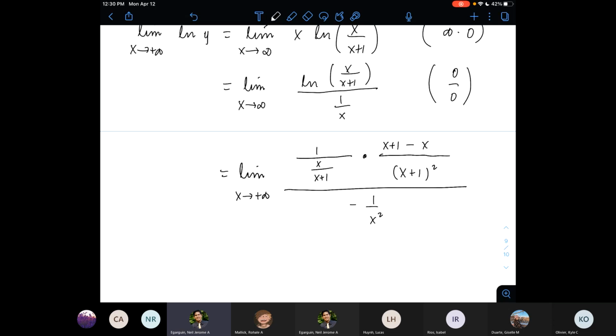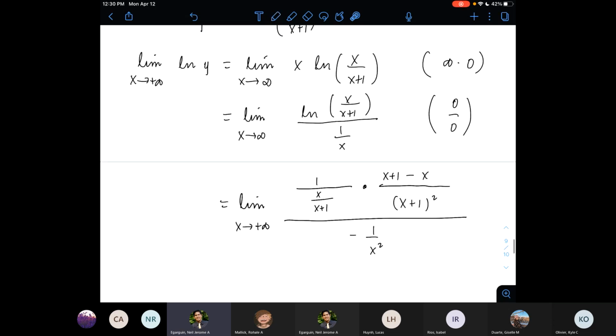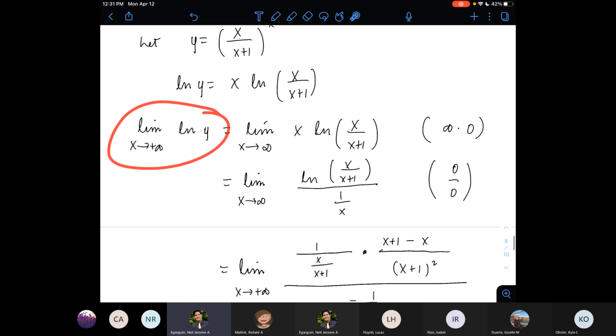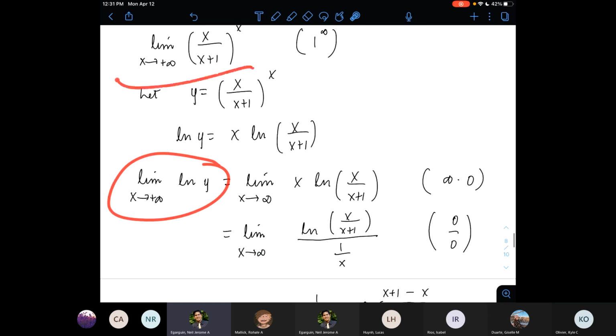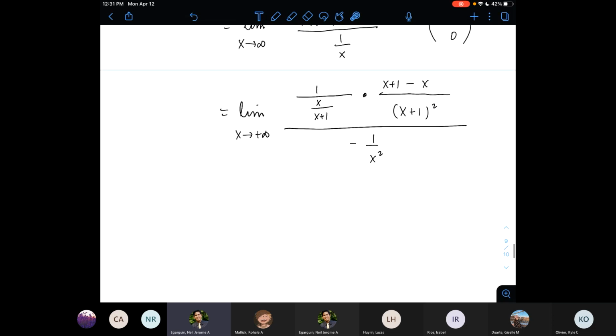One thing to note here is that what we're computing is the limit of ln y, but we were originally to compute the limit of y. So whatever answer we get here will be the exponent for e, and that's going to be the limit, right? Okay, let's try to simplify this. Well, this will just be equal to 1.